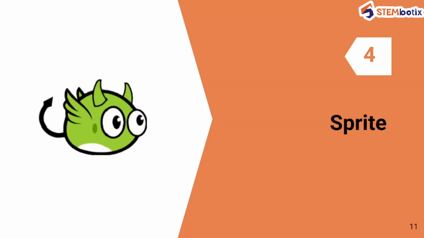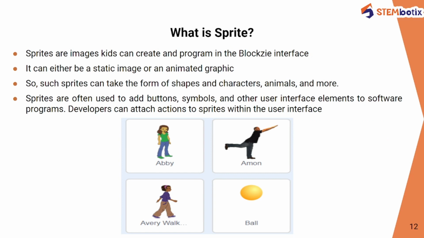After seeing the different icons on the Blockzie software, its menu, its interface, and the different types of interface, now let us see what is a sprite. So the fourth part is Sprite. First of all, the very question is, what is a sprite?